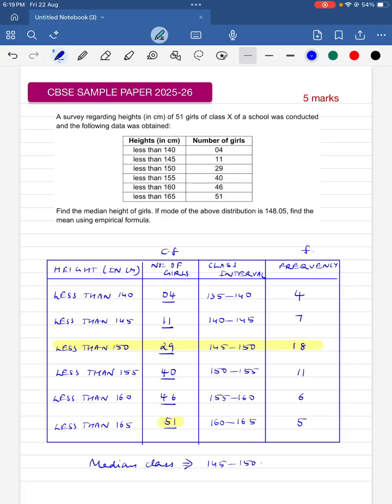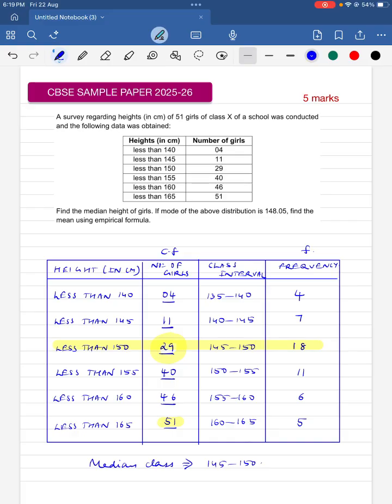Now, why did I choose this one? Because the cumulative frequency 29 is the first one that exceeds 25.5, this is the row that we have to choose. 25.5 is less than 29. So we'll choose this particular class. So now we have the median class ready.